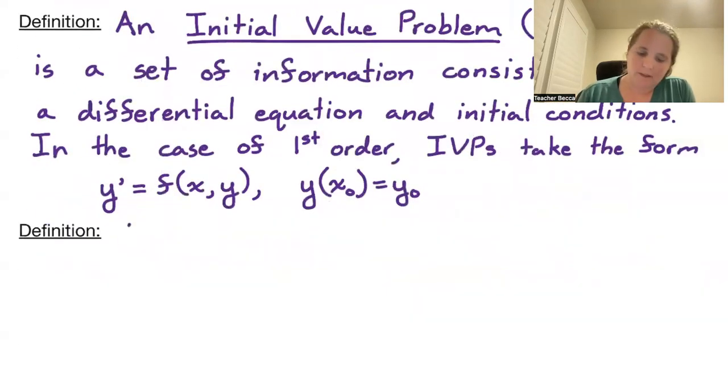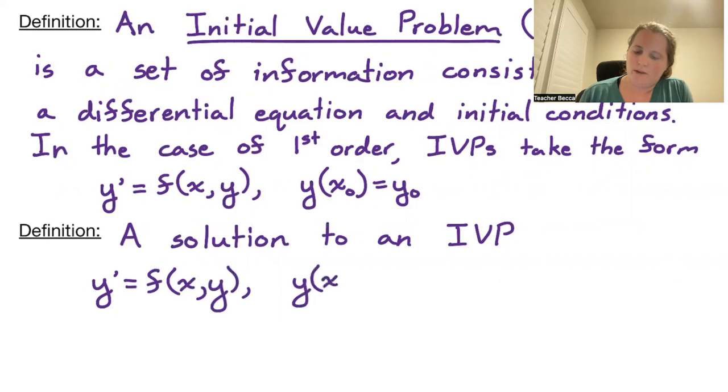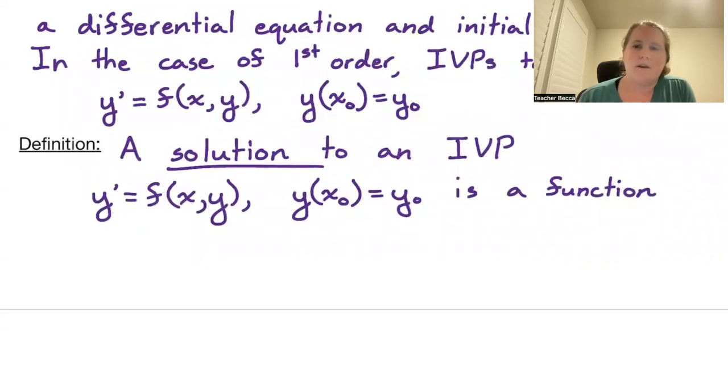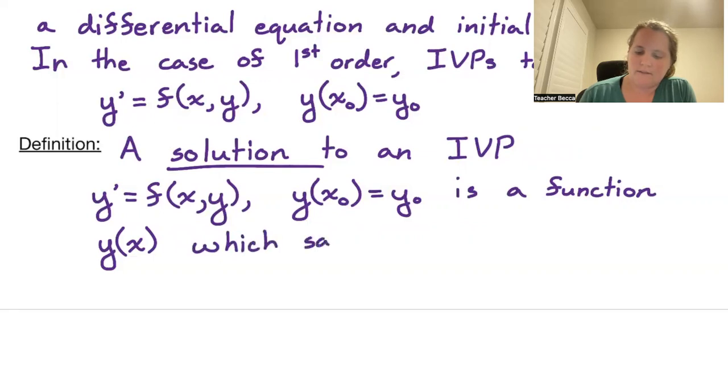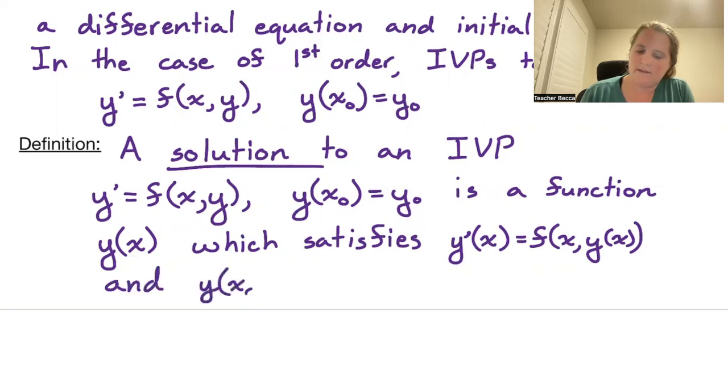So again, definition, a solution to an IVP of the form y prime equals f of x, y, comma y of x naught equals y naught, is a function y of x, which satisfies y prime of x is equal to f of x comma y of x, and y of x naught is equal to y naught.